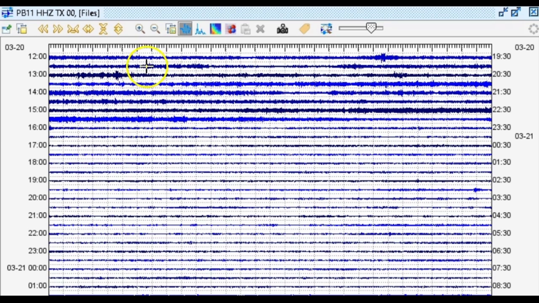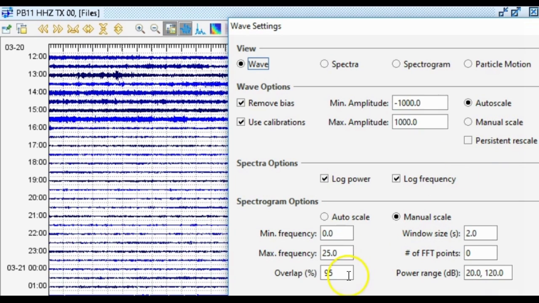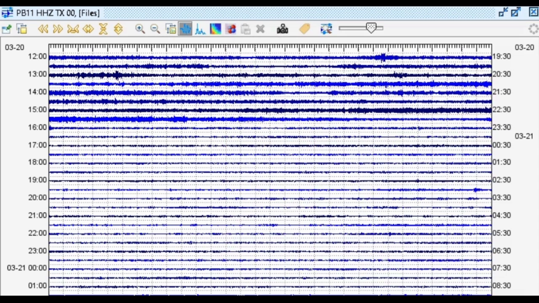All right, here we have the data stream from station PB11 in the TX network, which is a broadband station with 00 location code. I have persist to rescale turned off. The overlap is set to 95 for the spectrogram as usual. And there is a filter. I have added a 0.6 hertz high pass filter to get rid of those pesky background microseisms.